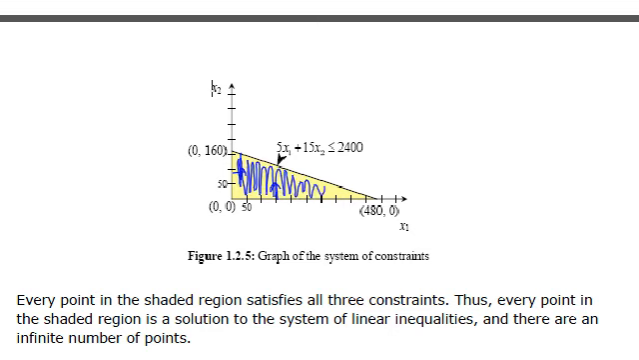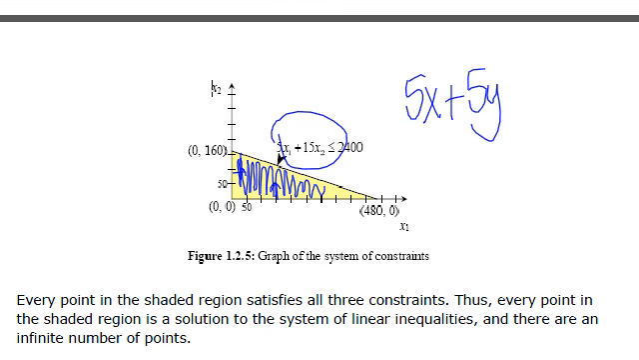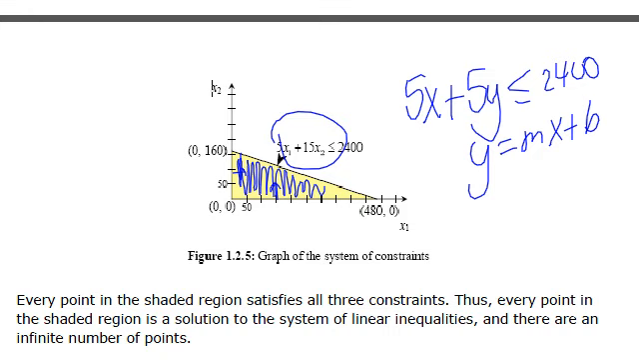Now we can tell where this diagonal line is based on converting this inequality into slope-intercept form. Hopefully this doesn't confuse you. If you were to write it as 5x plus 5y less than or equal to 2400 and convert it into slope-intercept form, you would then get a nice linear inequality that you could graph. I'm not going to do the conversion for you, although I think it's already done for you.